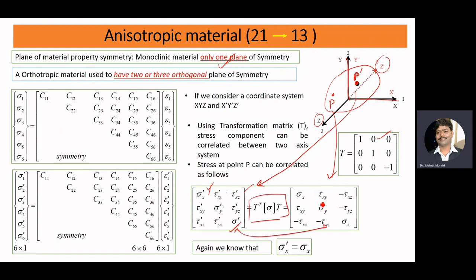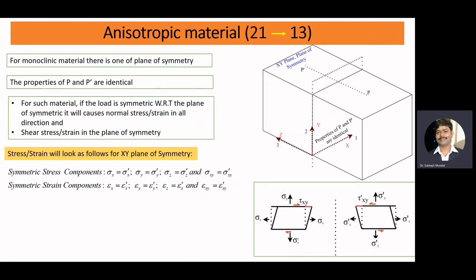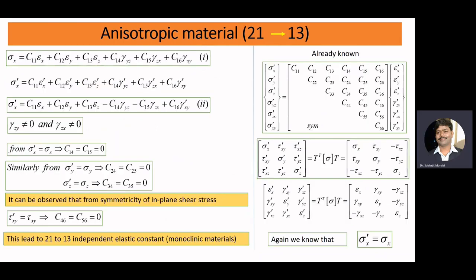Now here you can see, for 1 plane of symmetry, sigma x dash should be equal to sigma x. Similarly, sigma y dash should be equal to sigma y, and sigma z dash should be equal to sigma z. And tau xy dash should be your tau xy. Now, if we consider this condition, here we just see sigma x and sigma x dash.